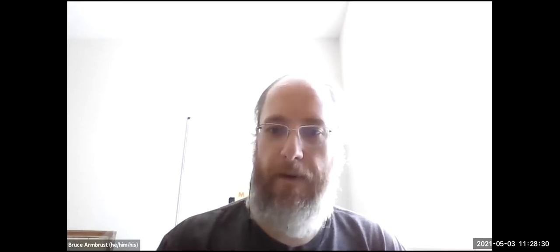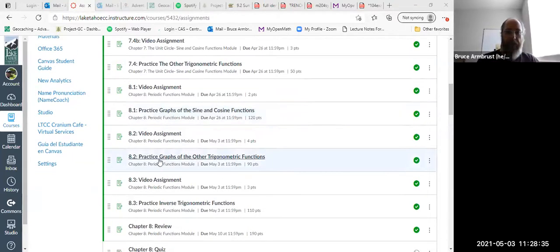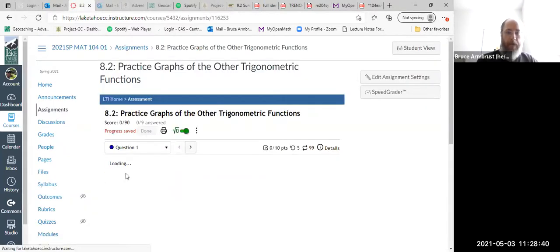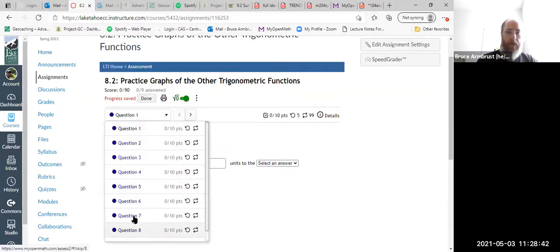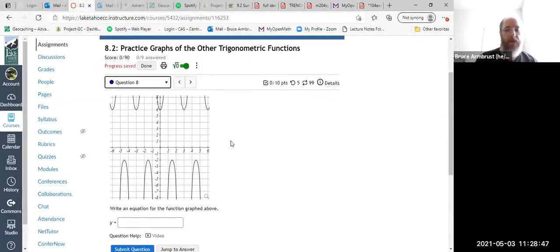All right, so let's go take a look at 8.2, number 8. I'll share my screen. Find the right, there it is. I'm going to guess this is 8.2 under the practice, not video assignment. Okay. All right, so this one says we want to write an equation for the function graphed above.